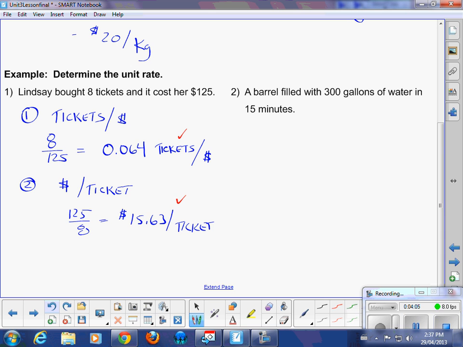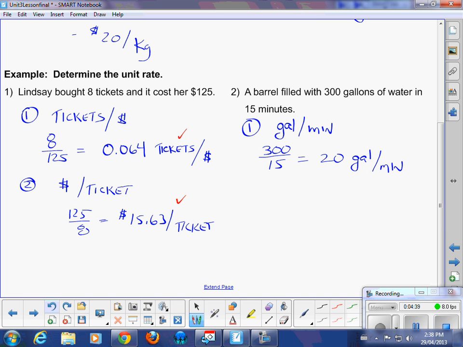Here's a capacity or volume question. So a barrel filled with 300 gallons of water in 15 minutes. So again, you can run it both ways, and then you'll know if the answer makes sense. You can ask yourself, would this make sense if I was doing it? So let's do gallons per minute. We'll start with that to see if that makes sense. So that means we're going to have the gallons on top, divided by time. So 300 divided by the 15. Comes out to be an even 20, so 20 gallons per minute.